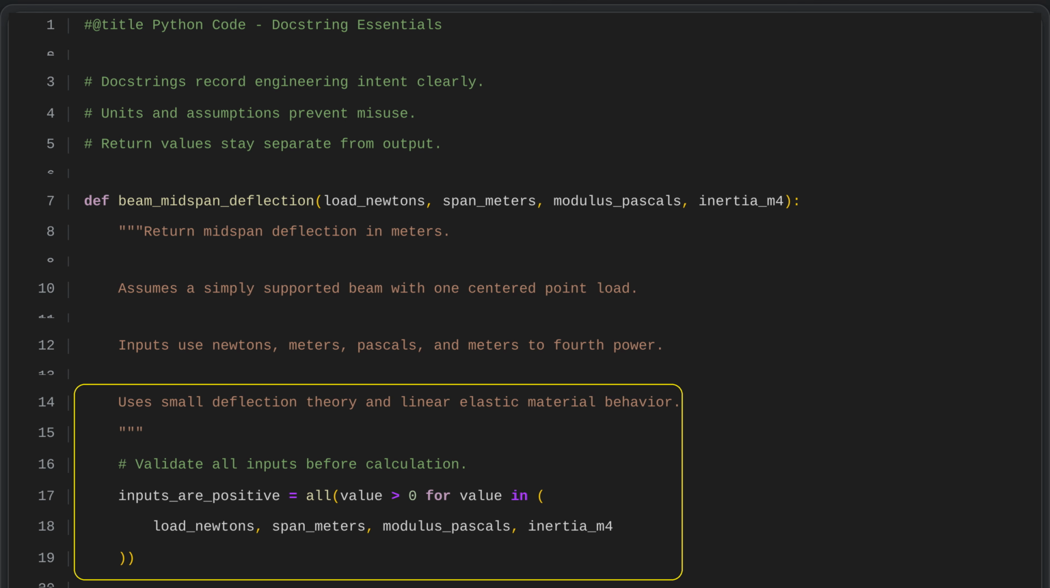The function first checks that every input is positive, including the load, span, modulus, and inertia. This validation prevents invalid or nonsensical values from being used in the calculation, helping avoid incorrect results or runtime errors.